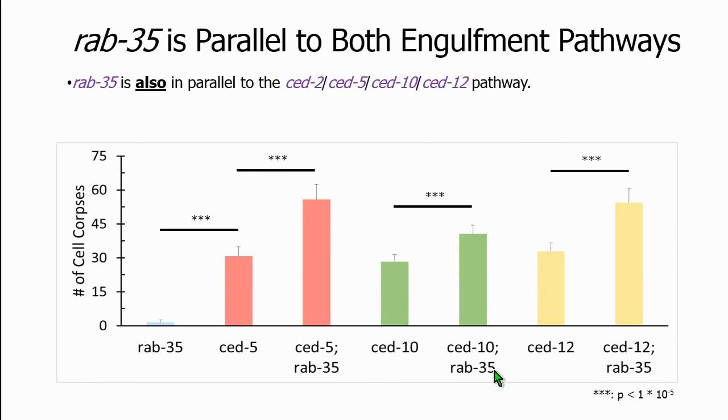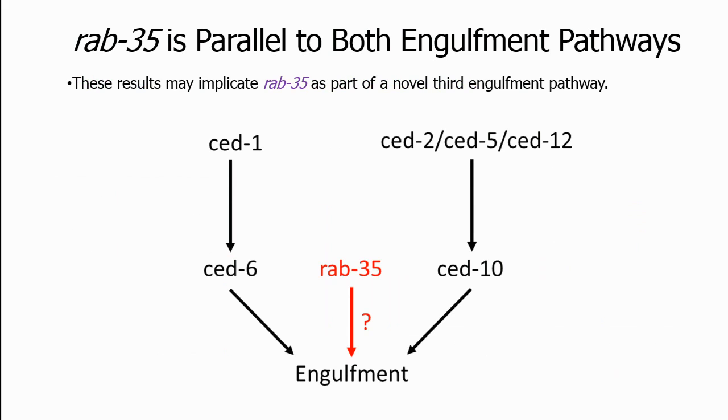We also see that it's parallel to the SED2, SED5, SED10, SED12 pathway because we've tested SED5, SED12, and the partial loss of function of SED10. We see that RAB-35 loss of function enhances the SED phenotype in all of them. Essentially, these results might implicate RAB-35 as a part of a novel third engulfment pathway.